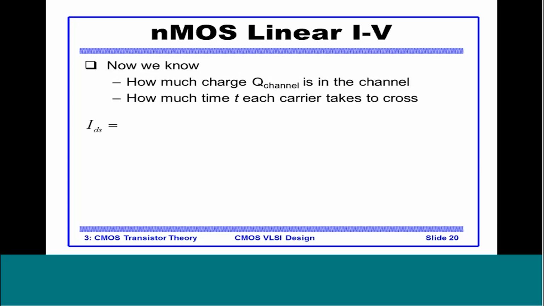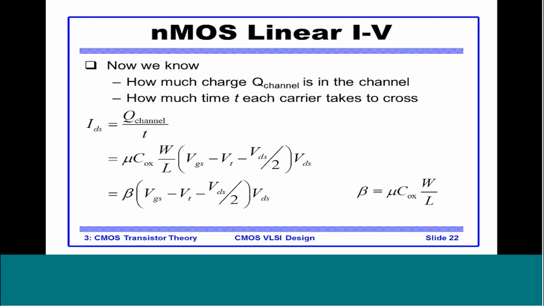Now IDS is nothing but the charge divided by the time. So we plug in all the values we calculated earlier. The equation comes to be mu Cox W by L, VGS minus VT minus VDS by 2, into VDS. You can verify this by plugging in all the things we calculated earlier into this equation. IDS is equal to Q channel by T. We define one constant, which is beta, mu Cox W by L.